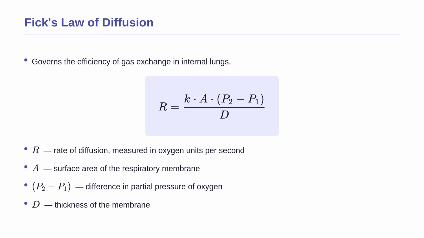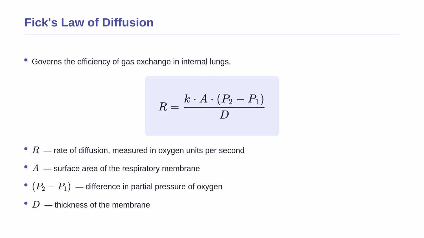This evolutionary shift to internal lungs leads us to an important question. How do we measure breathing efficiency? The answer lies in Fick's law of diffusion, which mathematically describes how quickly oxygen moves across a biological membrane. Let us break down this beautiful equation. The variable R represents the rate of diffusion, meaning how much oxygen enters the blood per second.